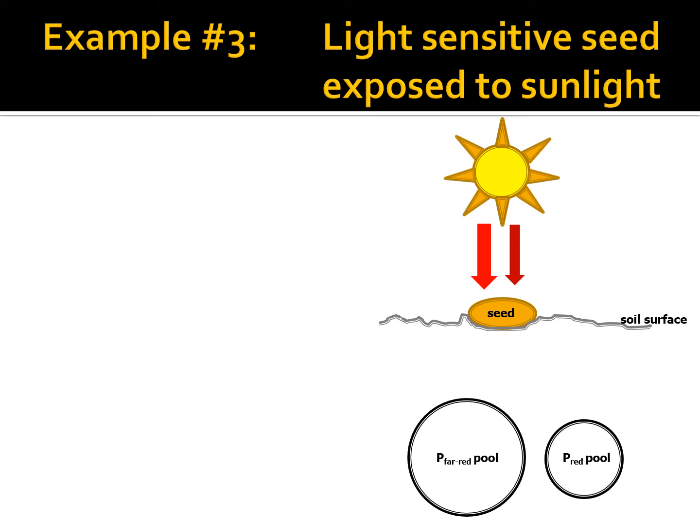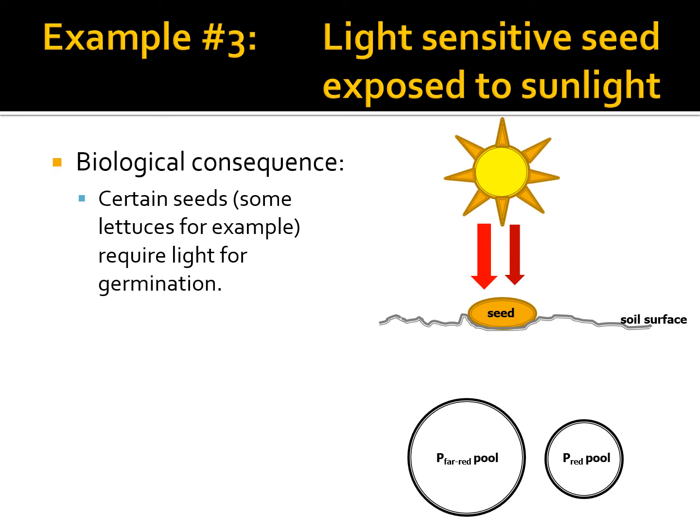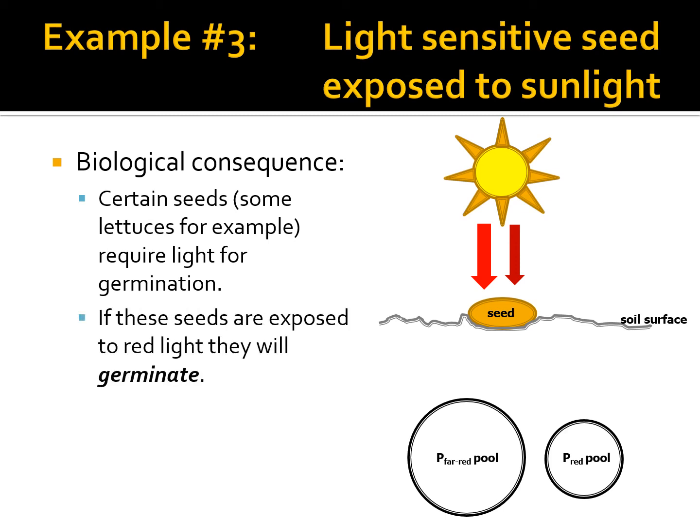So this is a case where the phytochrome is in the seed itself. All right, so what's going to happen is the seed is going to germinate. So certain seeds require light to germinate, and specifically those seeds need red light to germinate.